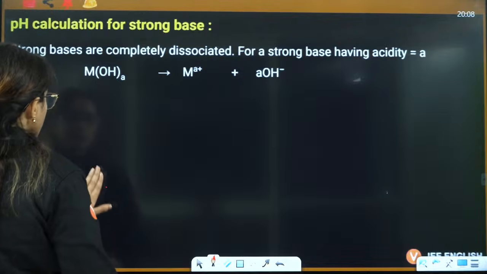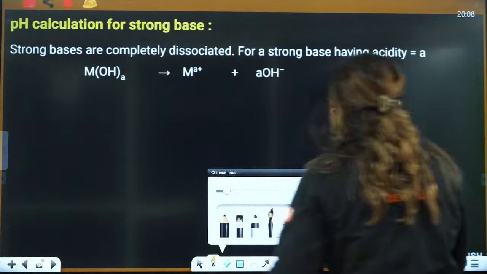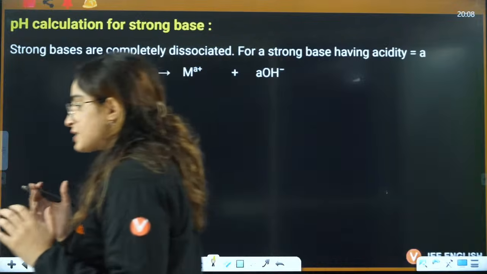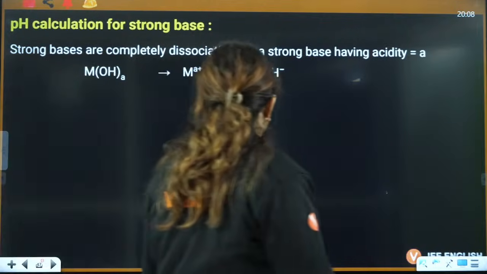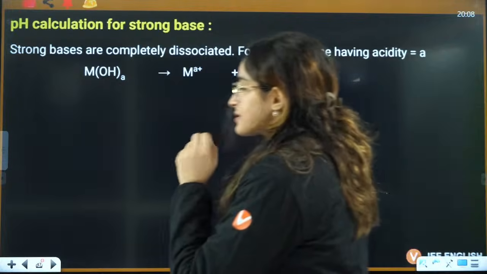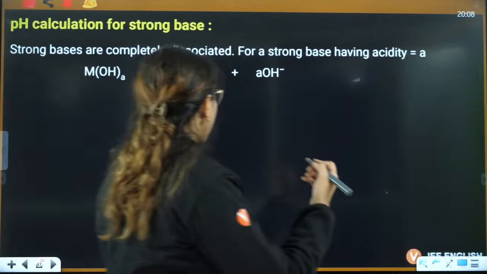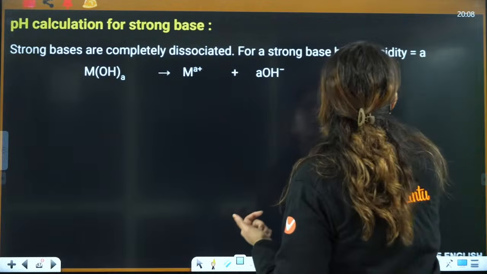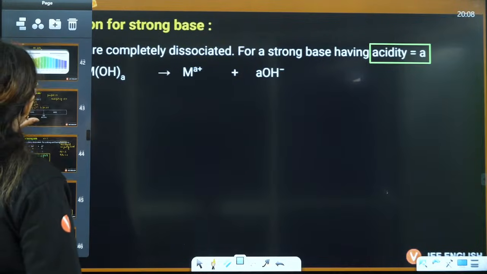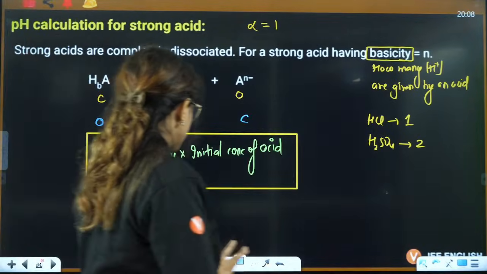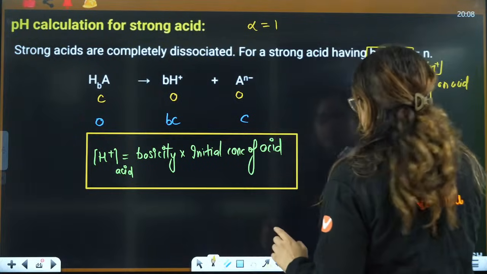On the similar lines you will have for strong bases. Tell me one thing, what is A here? A is the acidity. I think it is defined wrong there. It should be B written here, it is written N factor. We have taken B as the basicity, no? So it should be written B.